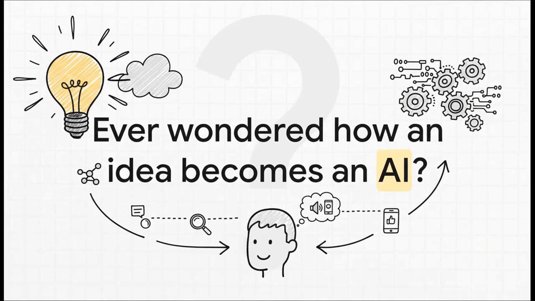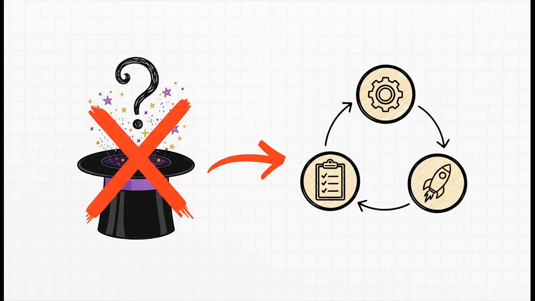I mean, have you ever looked at your smart assistant or maybe a recommendation on a streaming service and just thought, how? How does an idea just floating around in someone's head actually become a real piece of smart tech? Well, here's the good news. It's not magic. Not at all. It's actually a step-by-step process, a logical cycle that developers follow to build, test, and get these systems out into the world. And today, we're going to walk through it together.